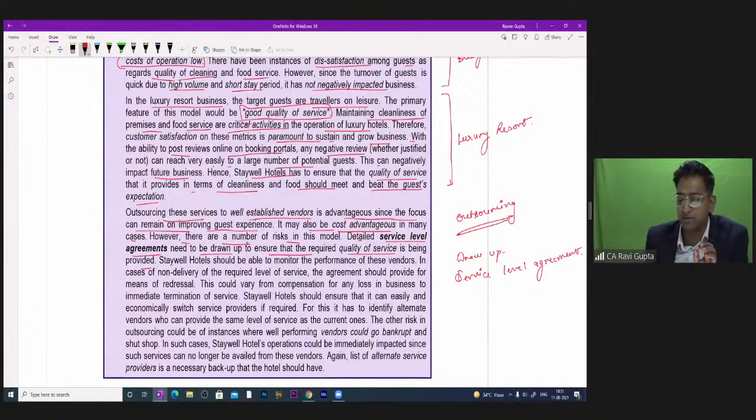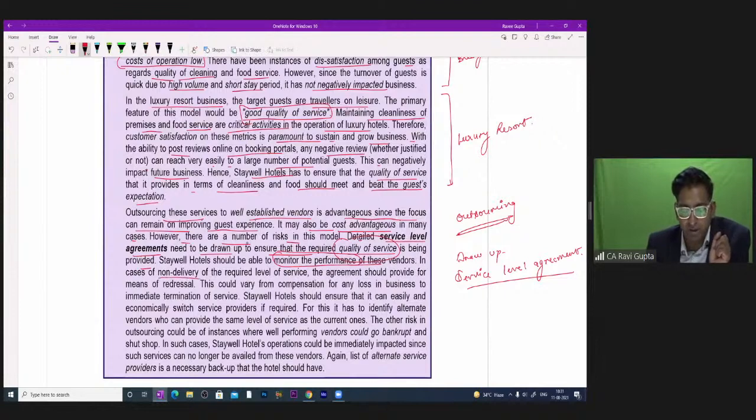That will be called a service level agreement, which will require the quality of service which is being provided. Stay Well Hotel should be able to monitor the performance of these vendors. On the basis of that service level agreement, we will be measuring the performance of that vendor, whether the vendor is able to provide those services, or those services are on the parameters which have been mentioned in the service level agreement. So their performance should be regularly monitored.